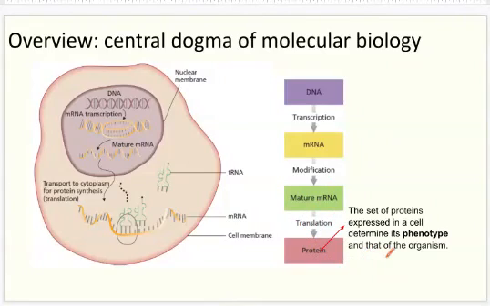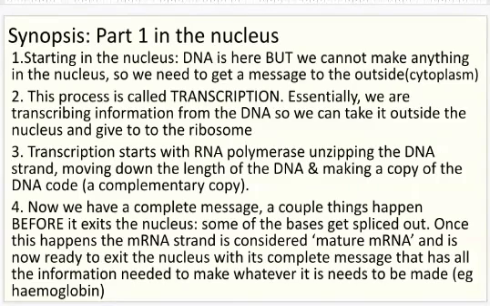A set of proteins expressed in a cell determine its phenotype. Remembering what phenotype means, what we physically can see of an organism, such as your hair color, your height, eye color, things like that. So that was huge. So I've written all of those processes down on two slides, slide 8 and slide 9. You can read through that again at your leisure.